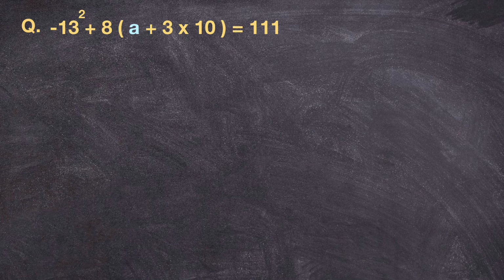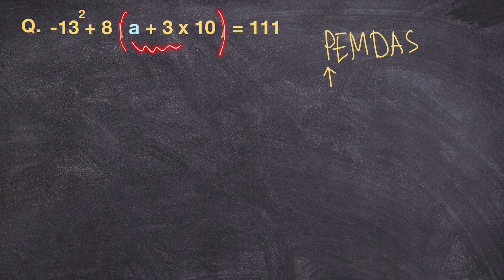So in order for us to solve this out, you need to know the order of operation and also the distributive property. But do you really? Well, let's take a look. According to the rule of PEMDAS, which I'm going to write right here as a reference, the first thing that we need to take care of in an operation like this is parenthesis, which is the expression right here. So first thing we need to do is to take care of a plus 3 times 10.